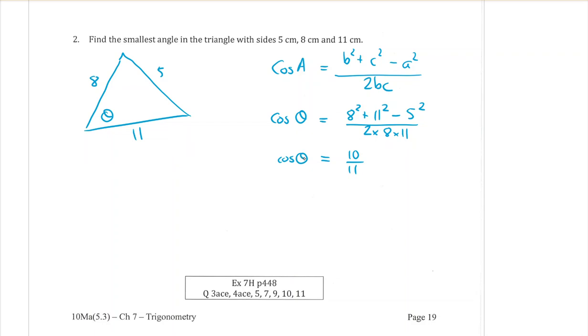Now, any time you are trying to find an angle, you know you're going to have to at some stage do inverse. So you're now going to go inverse cos of the 10 over 11, which I did in degrees and minutes. It didn't specify. That was my choice. I did 24 degrees and 37 minutes. That is the smallest angle in that triangle. Okay, so give that a go in exercise 7H, and then we can practice mixing them together.